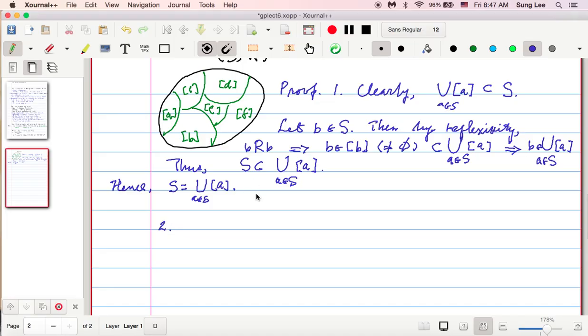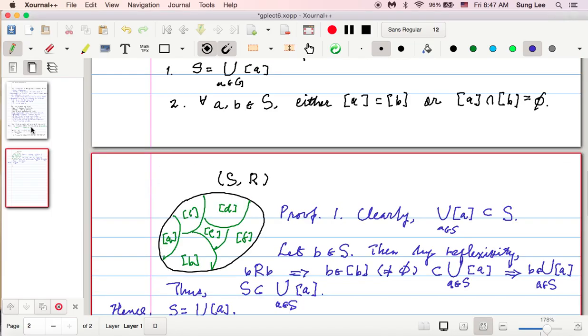Next property, we want to show that for any two elements A, B in S, either the equivalence classes of A and B are the same, or they are disjoint. Okay, so how do we prove something like this?